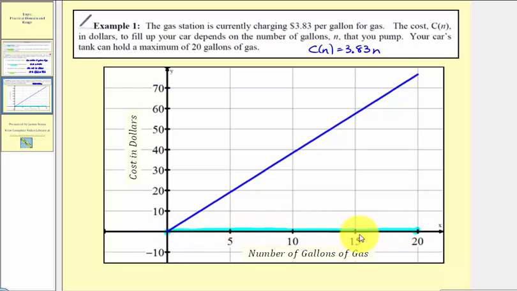It doesn't make sense to graph our function beyond an input of 20 because the tank has a maximum of 20 gallons. It doesn't make sense to graph the function for values that are less than 0 because we can't have negative gallons of gas. And once we have a restriction on the input, notice how that changes the output. The possible outputs are from $0 all the way up to a full tank of gas, which would cost $76.60.